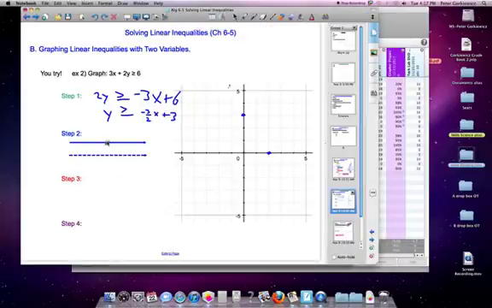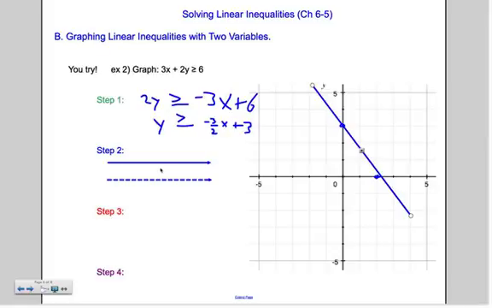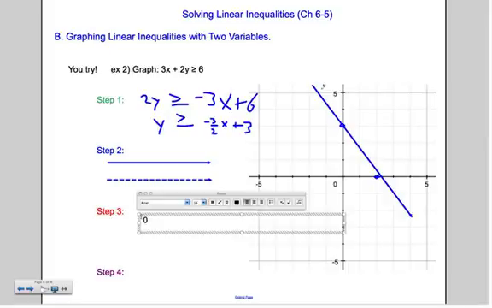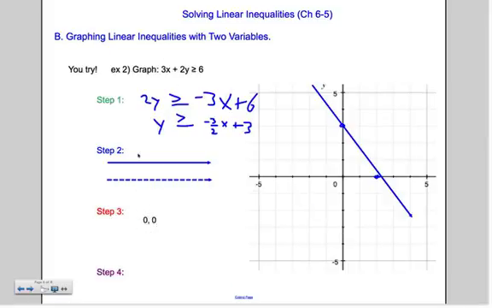So we pick a point. In this case, I'm going to pick 0, 0 again. Yeah? I'm going to pick 0, 0 and see if 0, 0 works in here. So does the point 0, 0 work in this original equation?